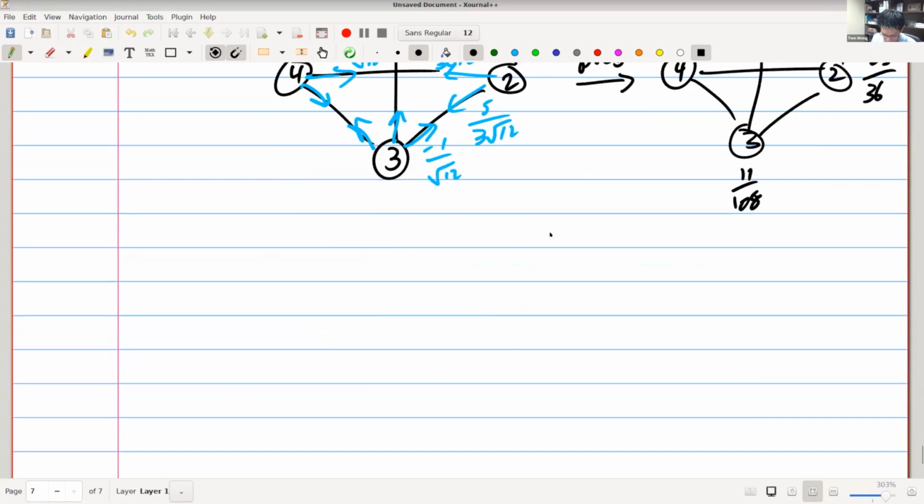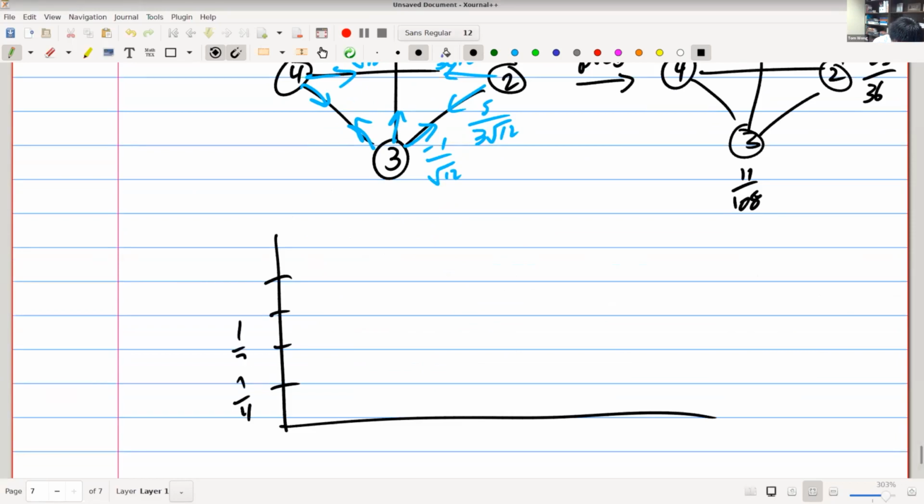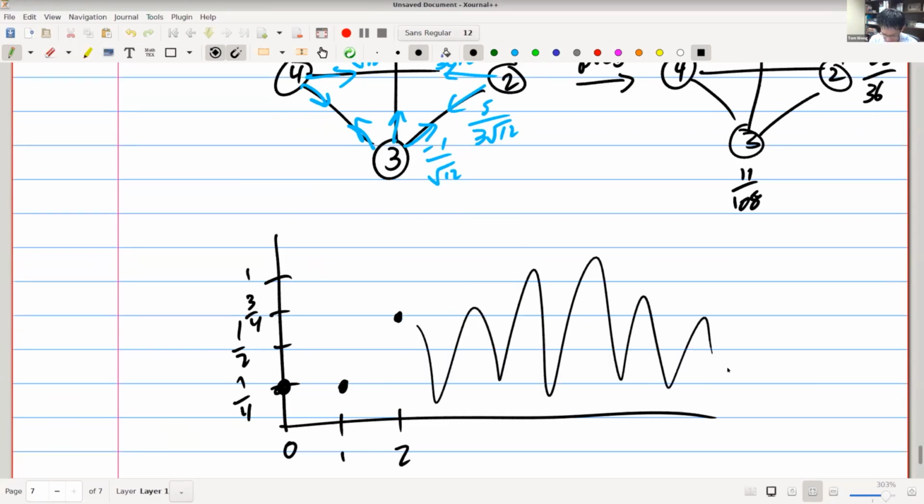And so if you plot the probability versus time, just like before, at 0 steps, it's a quarter. After 1 step, it's still a quarter. After 2 steps, it's now 25 over 36. So it jumps way up here. And actually, if you keep doing this, you'll find that it oscillates funny.